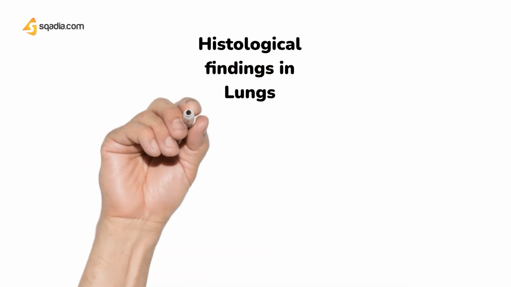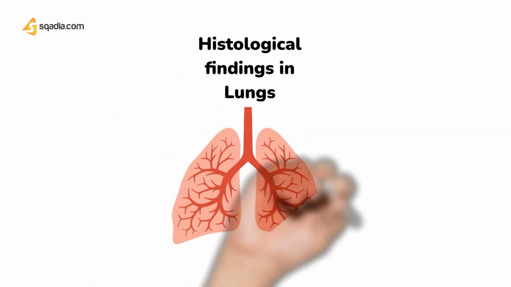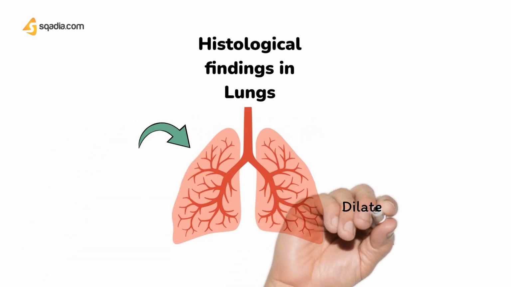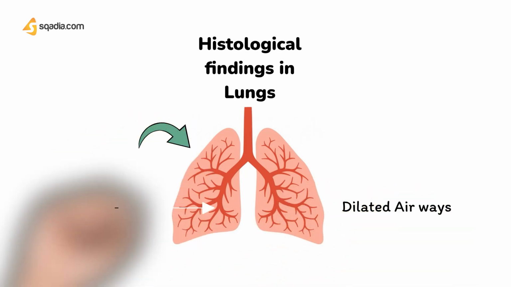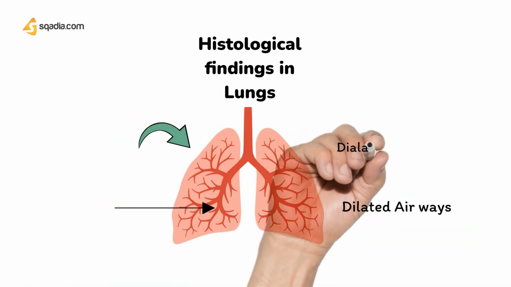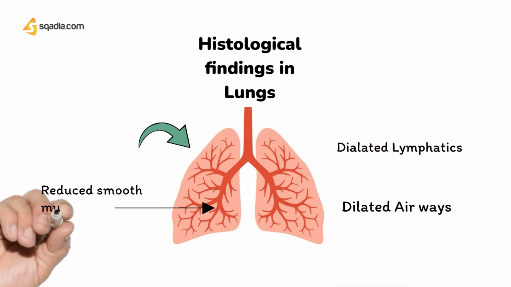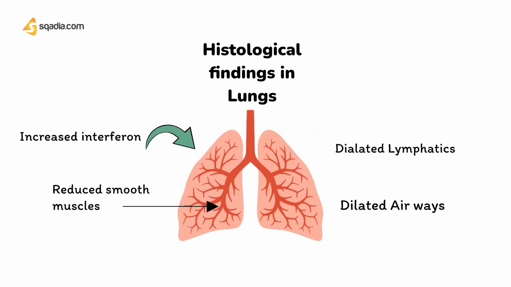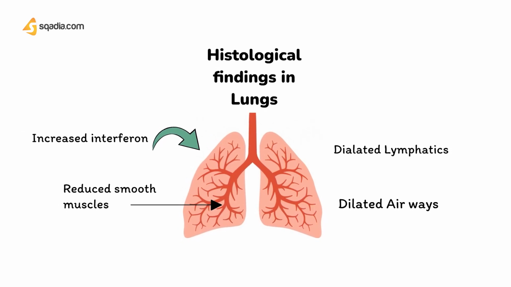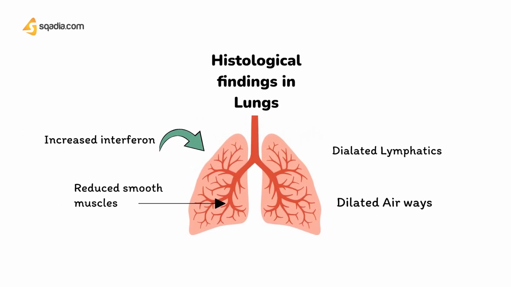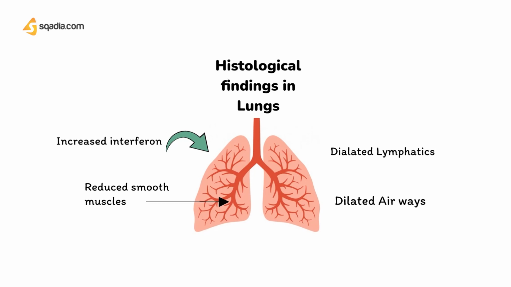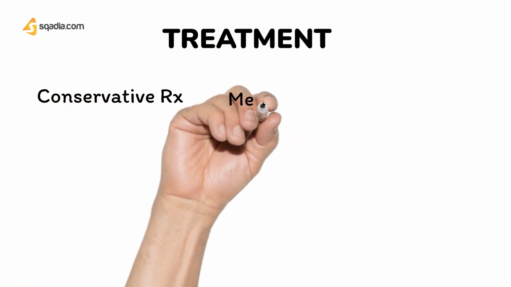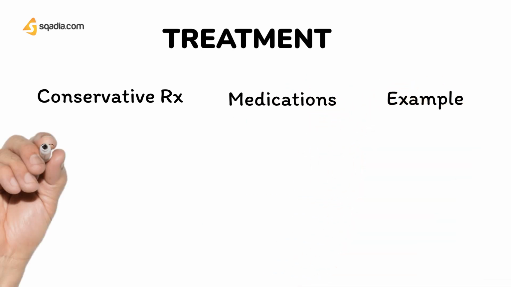So let us look into the histological findings in the lungs of Down syndrome patients. Analysis of the lungs will include dilated airway, dilated lymphatics, confirmed increased interferon levels in the lung, reduced airway smooth muscle, and significant reductions in the epithelial and mesenchymal cells, as is easily distinguished and understandable from the figure. So let's get into the treatment or the management of Down syndrome. One thing has to be clear.